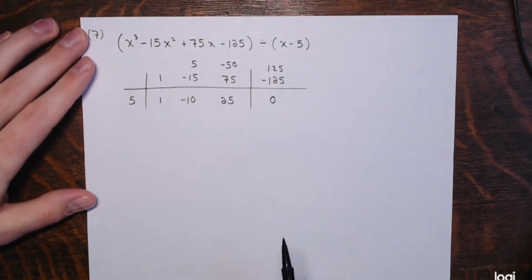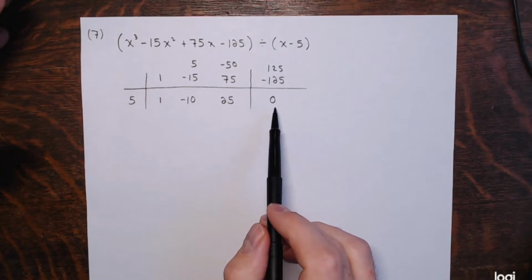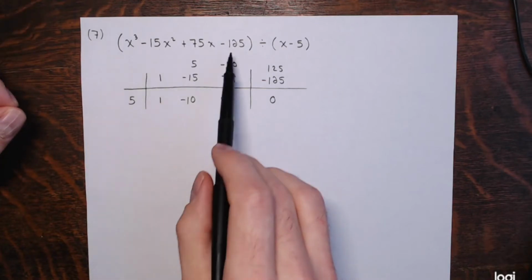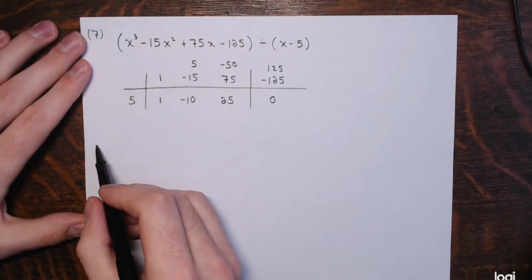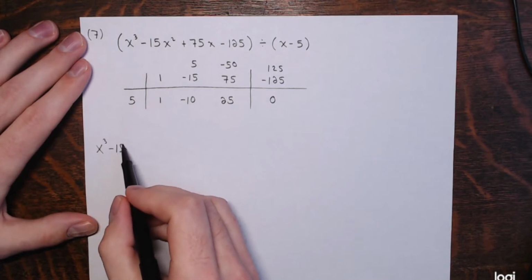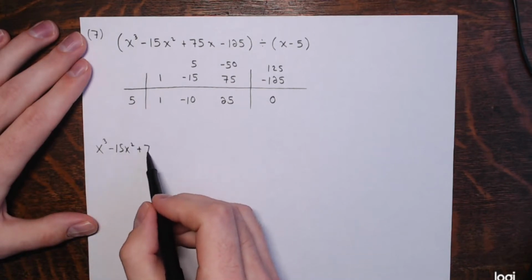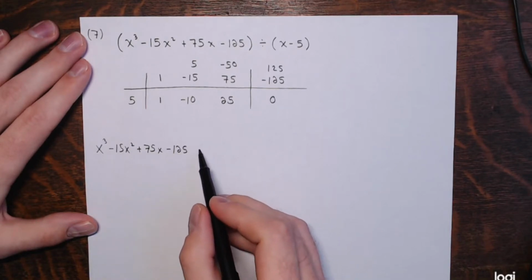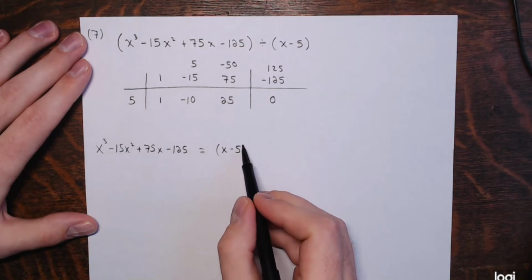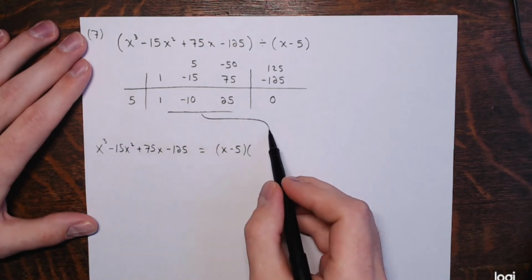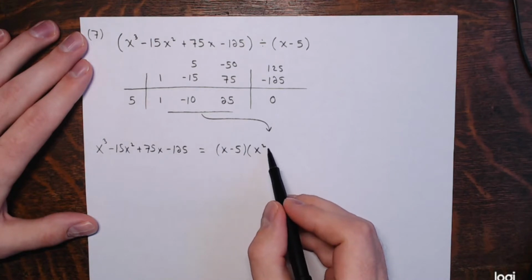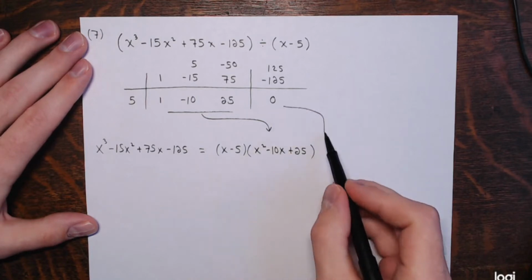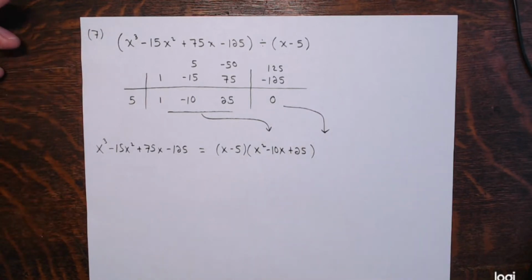So once again, the remainder is 0, meaning that x minus 5 and x squared minus 10x plus 25 are factors of this cubic. So x cubed minus 15x squared plus 75x minus 125 is equal to x minus 5 times, and then these are the coefficients of the quotient in descending order, x squared minus 10x plus 25. And then plus 0, but again, there's no need to write plus 0. It means nothing.